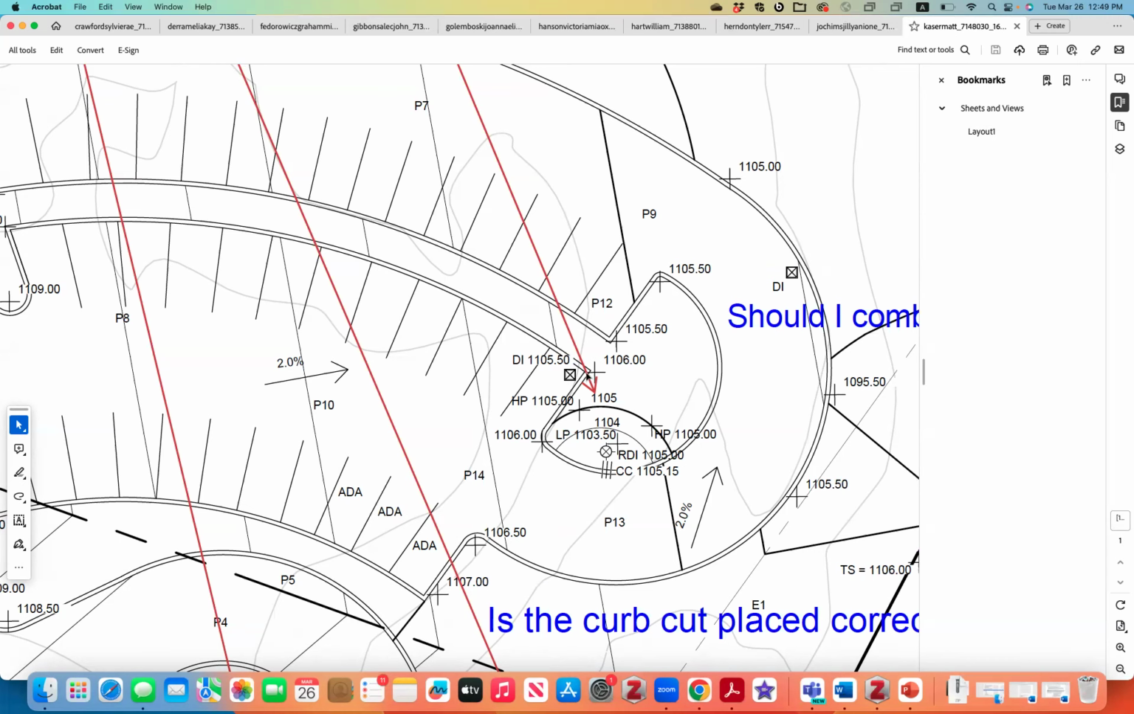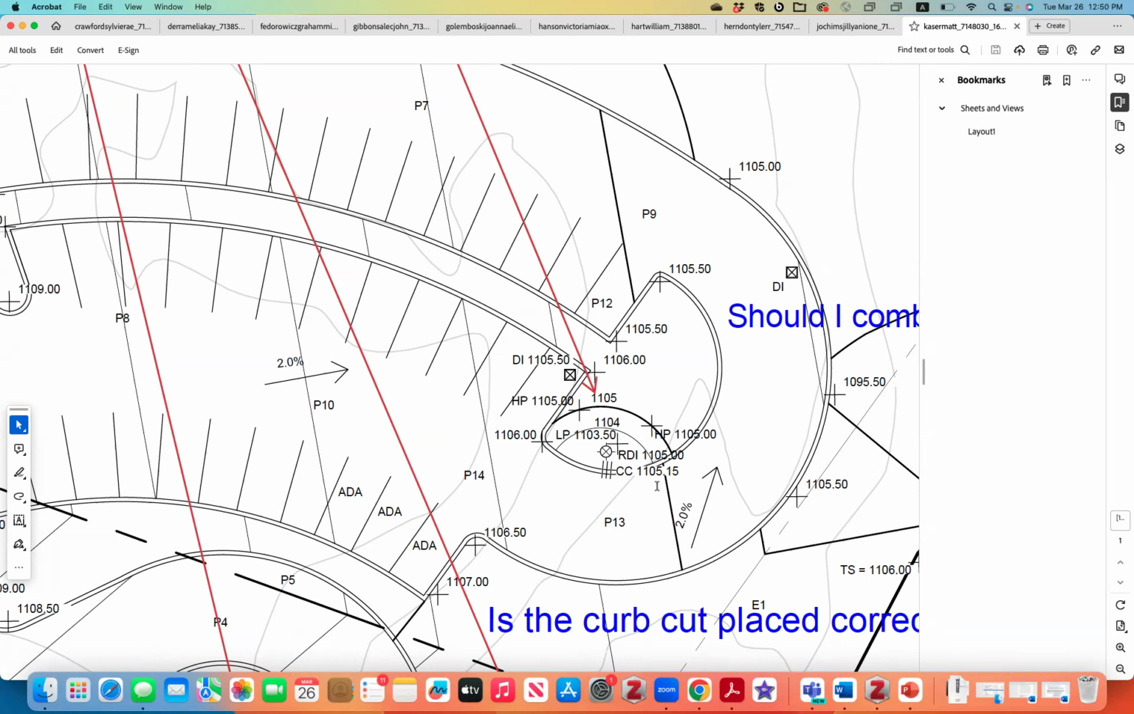Does that make sense? Yeah. So should I cut instead of the... Yes, that's right. Curb cut here. RDI 1104.65. That's your RDI. LP looks a little low. No, you keep 1 foot. Okay, you keep 1 foot of depth. And then after that, you probably won't have a 4 contour, but you would have a 5. And then you have HP 5.5.